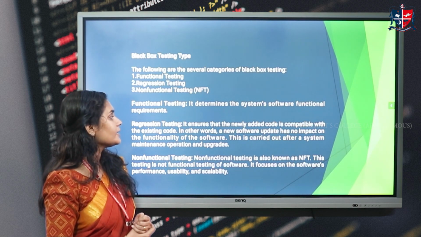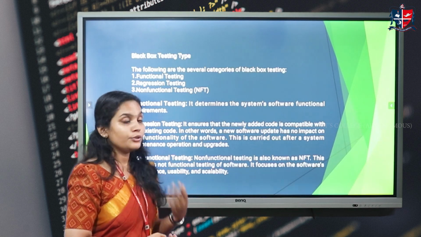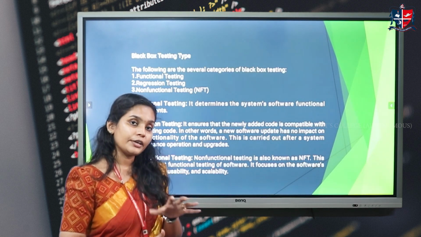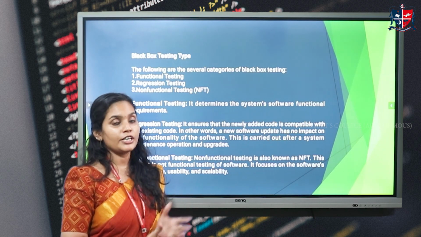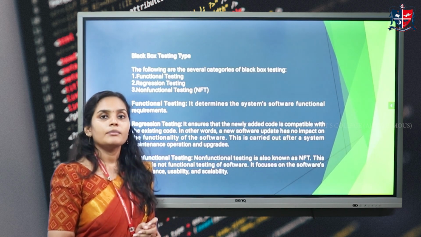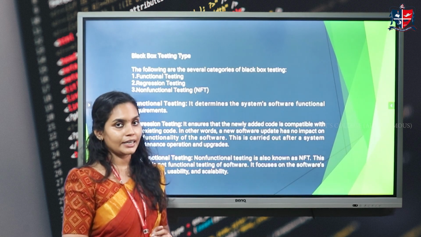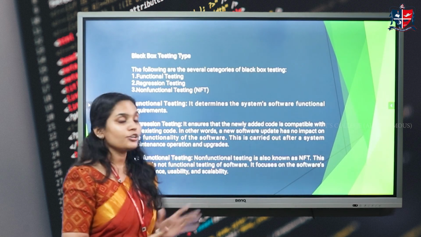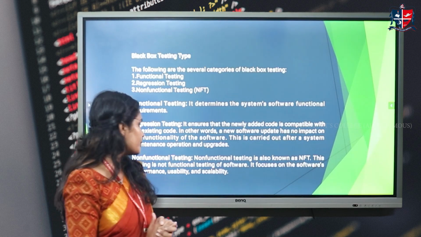Regression testing means that if you add any new code into the particular software, it will not affect any other modification to that particular system. Then only it can be called regression testing. That means it ensures that the newly added code is compatible with the existing code.